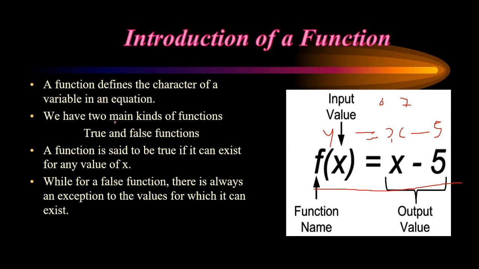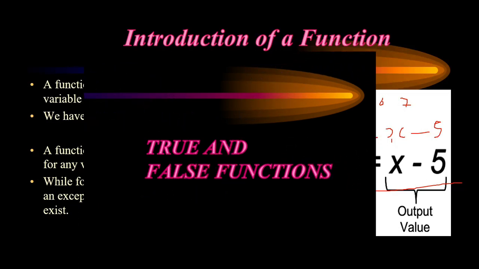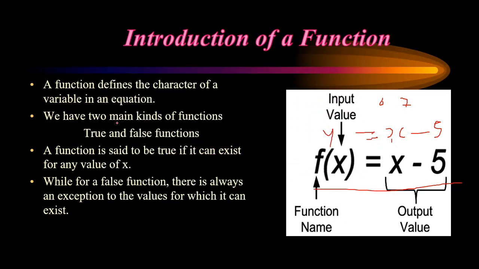Now we have many types of function. But we have two main kinds of function. The two main kinds of functions are the true and the false function. So a function can be true and a function can be false. Now, when is a function true? A function is said to be true if it can exist for any value of x. There are some functions that are wrong. That function that is wrong does not exist for that particular value.